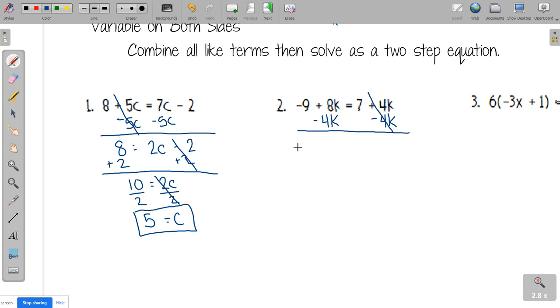Cancels out. We bring down negative 9. And then 8 minus 4 is positive 4. And then we bring down the 7. Now we need to get k by itself. We have a constant over here we need to move over. So we are going to add 9 to both sides.